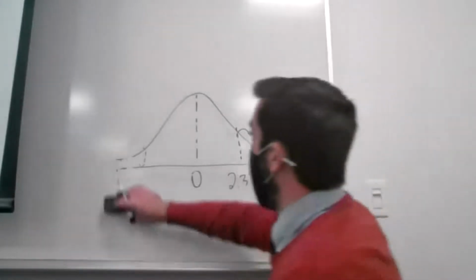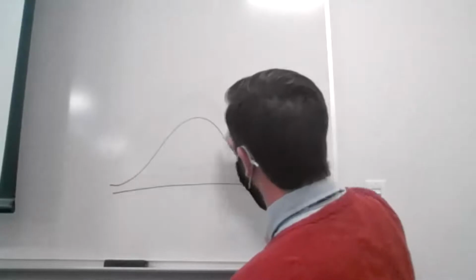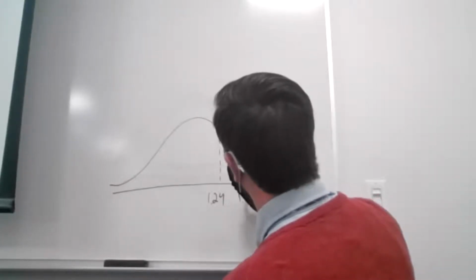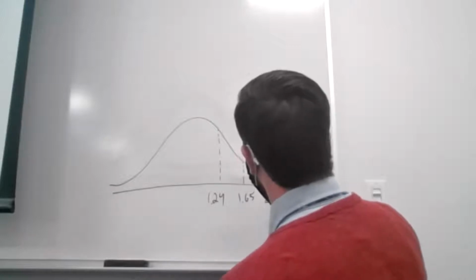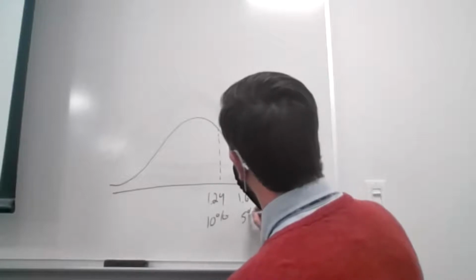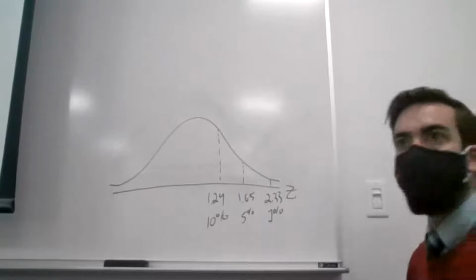Okay, so we looked up those critical values. Let's see here. We had 1.29, 1.65, and 2.33. And I'll write the significance levels they corresponded to underneath them. So those are our 3 critical values.